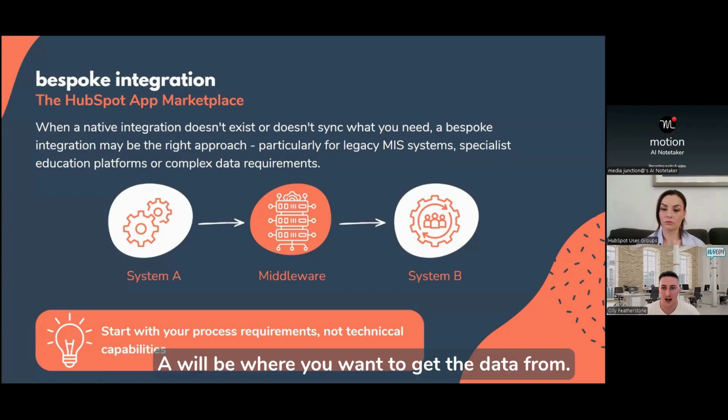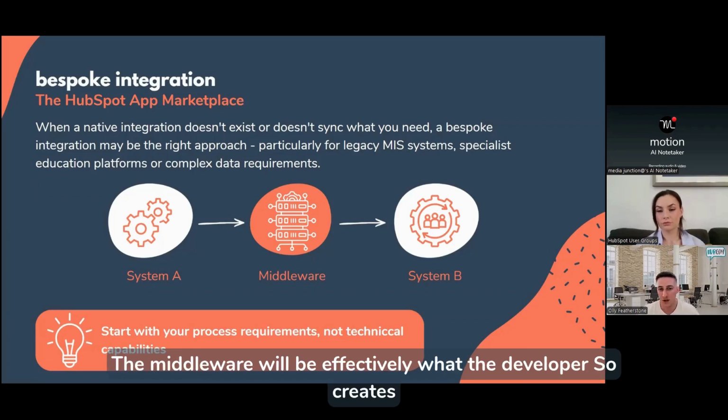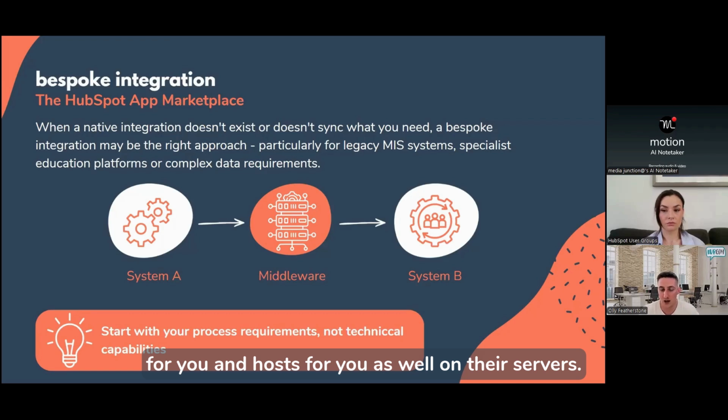So system A will be where you want to get the data from, so Teams in our previous example, and system B will be HubSpot, of course, our CRM that we want that meetings data to go into. The middleware will be effectively what the developer creates for you and hosts for you as well on their servers.